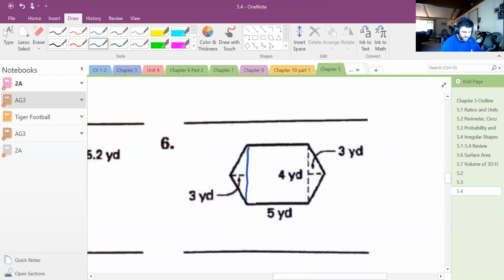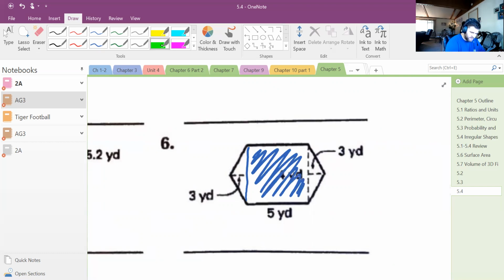Here's what I see. We can do this probably one of two ways. Maybe only one way. This 4 yards, is this speaking to? It is. It's this side. What I would do is I would either cut this into 2 trapezoids, or I will cut this into a square or a rectangle and 2 triangles.